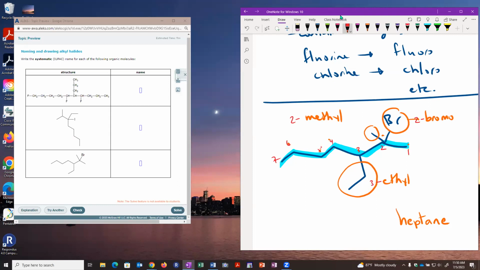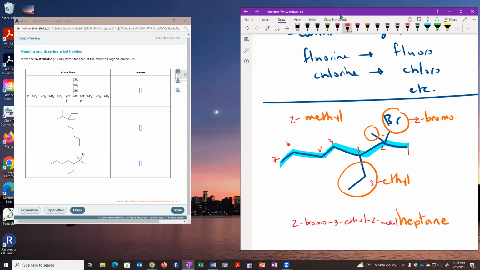So B comes earlier in the alphabet, so 2-bromo. B, C, D, E. Ethyl comes after, 3-ethyl. And then the methyl comes last. Well, I guess third in the substituents. Then 2-methyl. And we add in the heptane at the end.